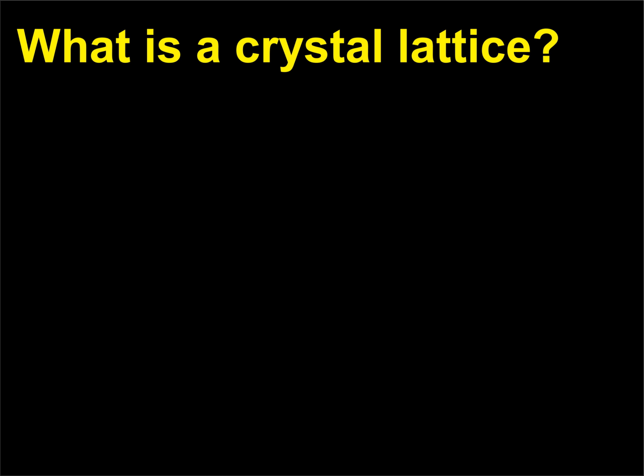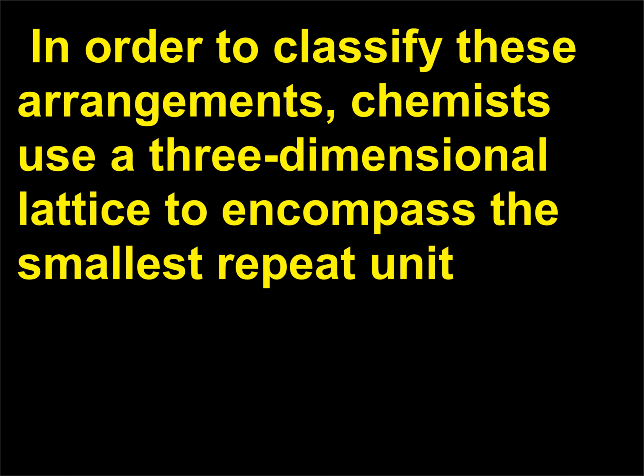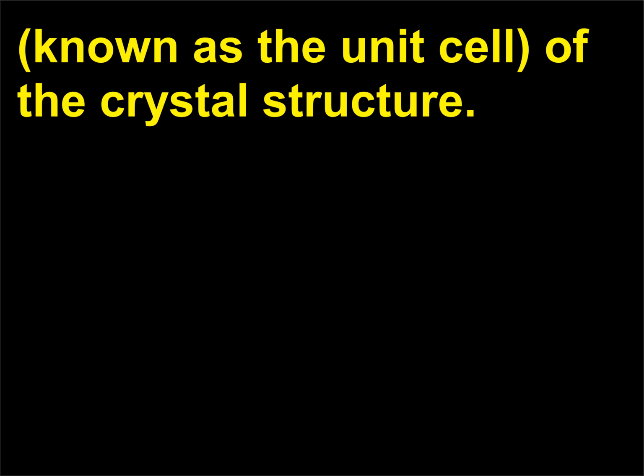What is a crystal lattice? Crystalline solids have regular, repeating arrangements of atoms or molecules. In order to classify these arrangements, chemists use a three-dimensional lattice to encompass the smallest repeat unit, known as the unit cell, of the crystal structure.